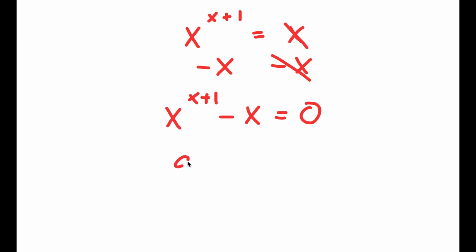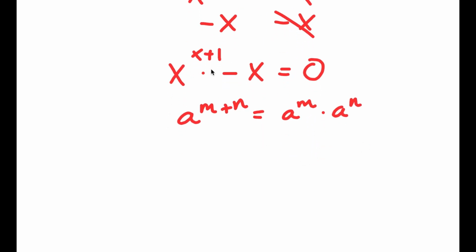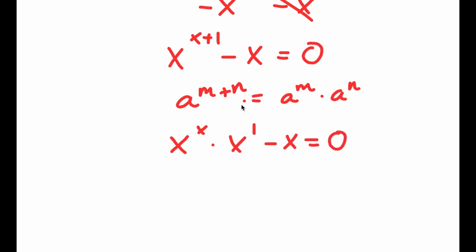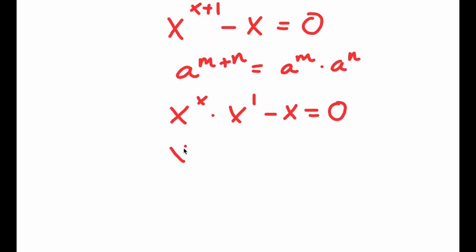Now, if I have something in the form a to the power of m plus n, this is equal to a to the power of m times a to the power of n. So x to the power of x plus 1 is going to be equal to x to the power of x times x to the power of 1. Now I have this minus x is equal to 0. Now if I factor out x, I get x times x to the power of x minus 1 is equal to 0.